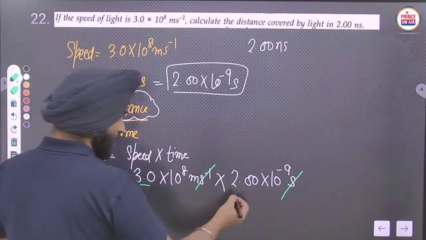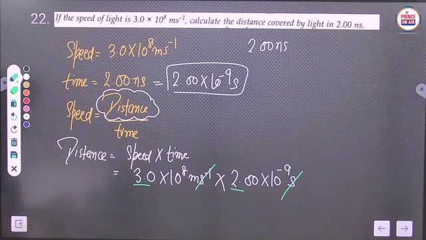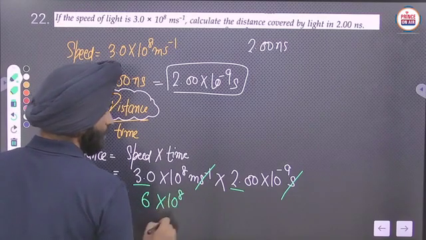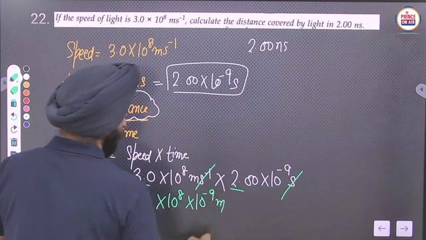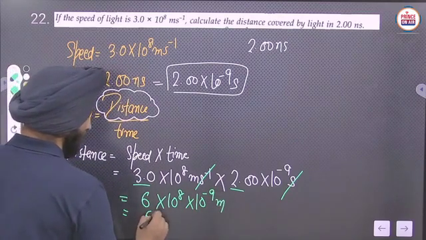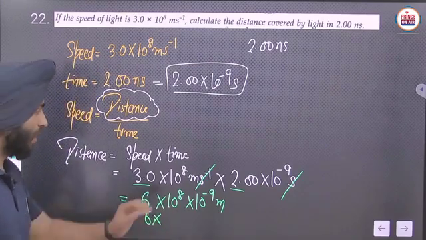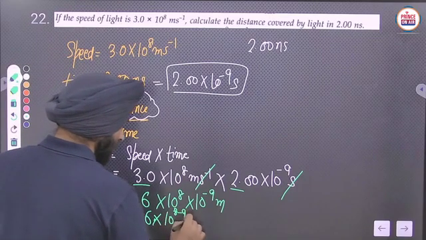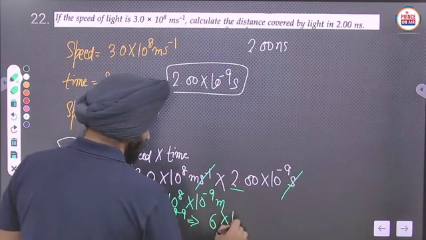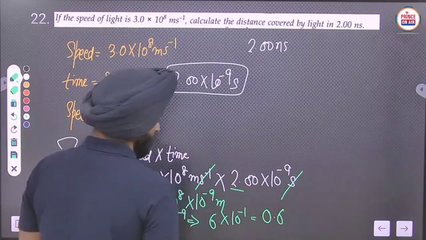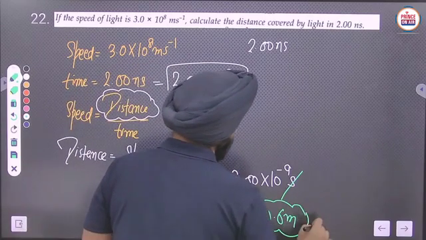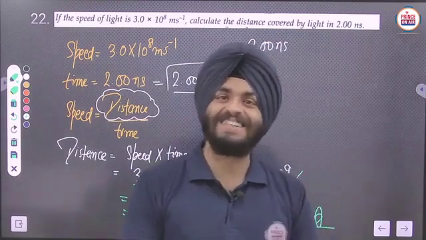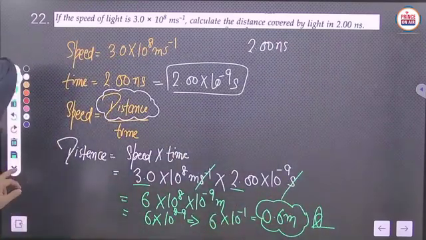And 3 multiplied by 2, it will come out to be 6. 6 into 10 raised power 8 into 10 raised power minus 9 meter. Now, you can see that I am taking 6 approximately, no need to write that in the decimal form. So 10 raised power 8 minus 9 will come out to be 6 into 10 raised power minus 1. So, 0.6 meter will be the answer here. Okay, clear? So, that is the answer here. Okay, that is a simple one, means that's a lower classes question here.